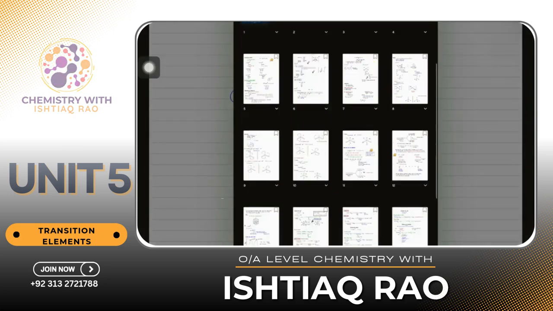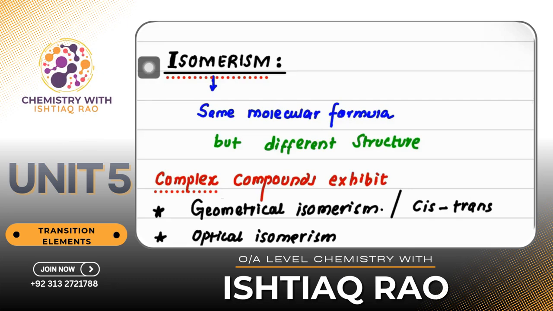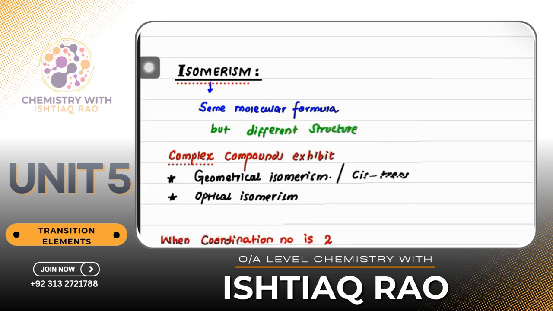Let me summarize it. We have to discuss two types of isomerism, as you did in organic chemistry as well. Number one is geometrical isomerism, that is also known as cis-trans isomerism, and another one is optical isomerism.